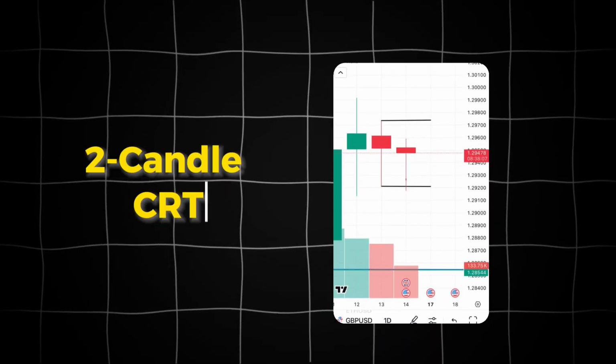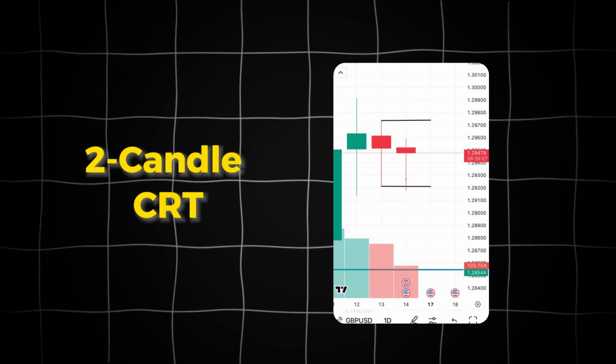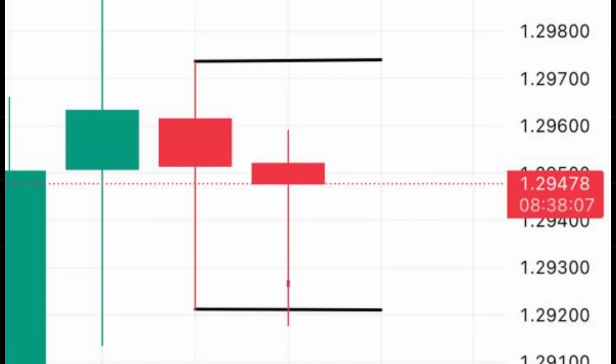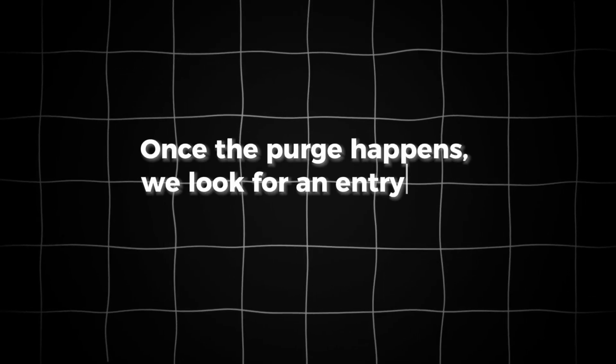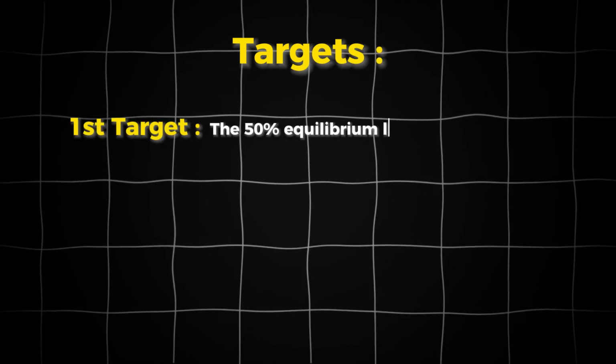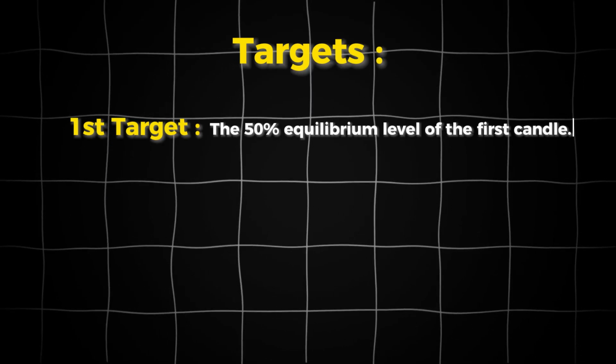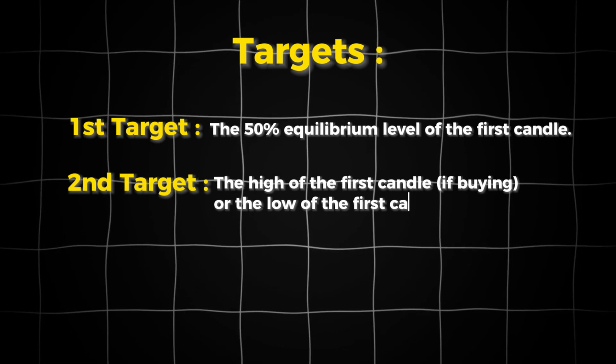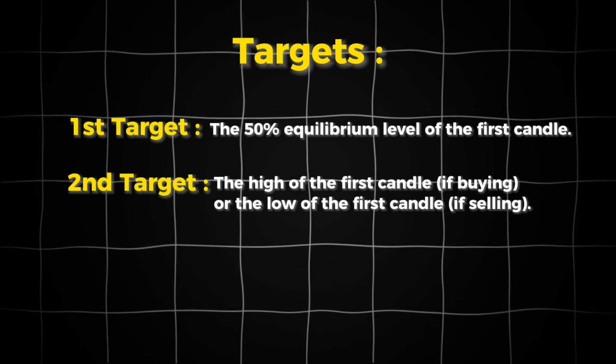2 candle CRT. This type is similar to single candle CRT, but here we use 2 candles instead of 1. We take the range of the first candle and wait for the second candle to show a purge, which is a strong move in the buy or sell direction. Once the purge happens, we look for an entry on a smaller time frame. Targets. Target 1: the 50% equilibrium level of the first candle. Target 2: the high of the first candle if buying, or the low of the first candle if selling.